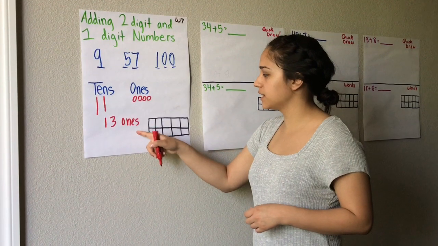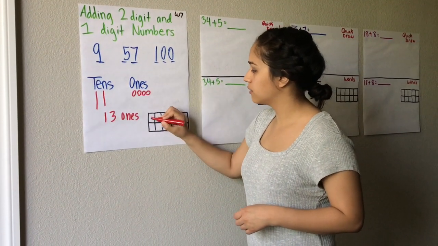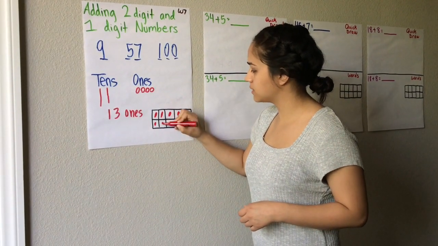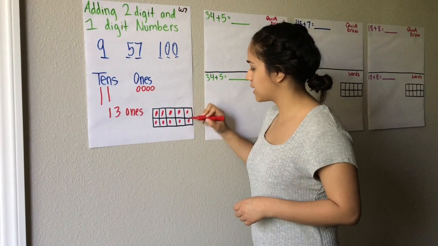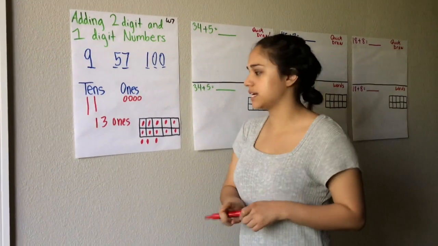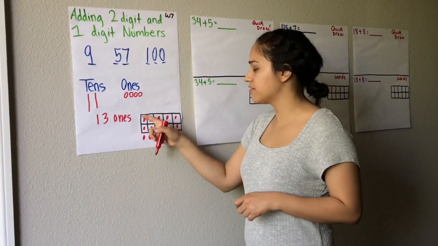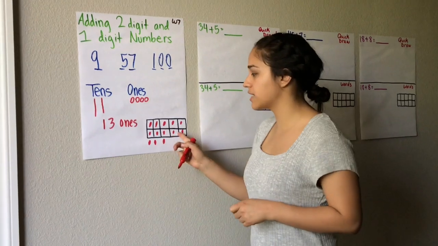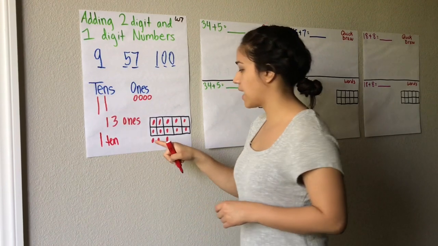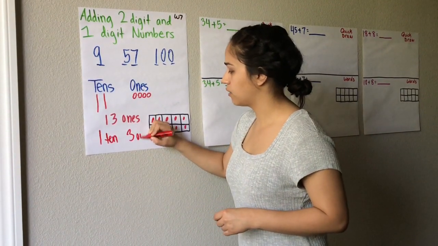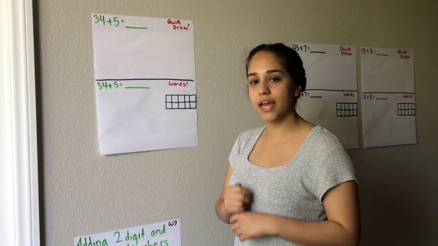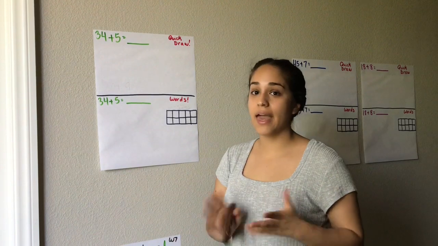Let's put the number 13 in our 10 frame. 1, 2, 3, 4, 5, 6, 7, 8, 9, 10, 11, 12, 13. I noticed that 13 fills up an entire 10 frame. When something fills up an entire 10 frame, we need to regroup that for 1 ten and 3 ones. So here's an example of how we can solve 2-digit and 1-digit addition with and without regrouping.